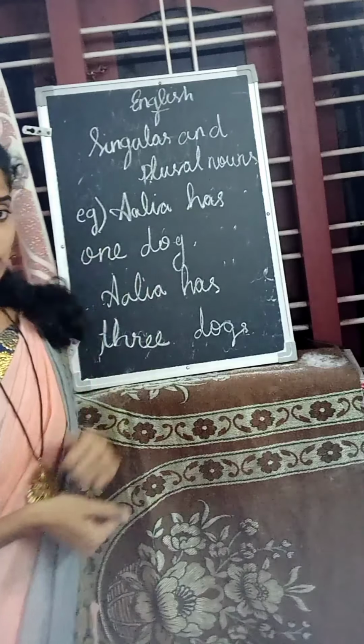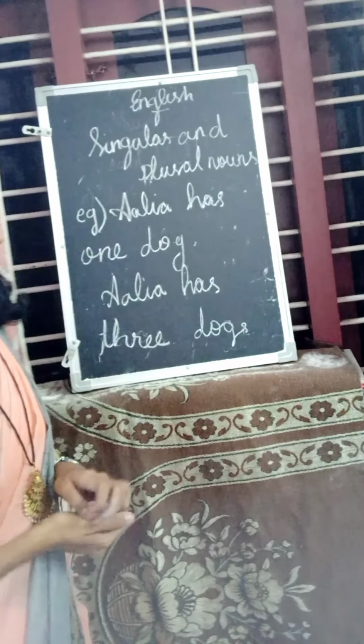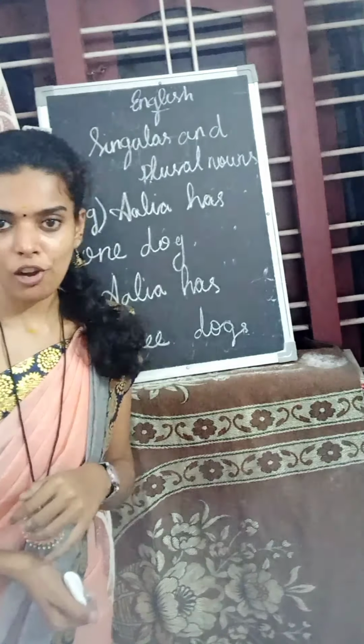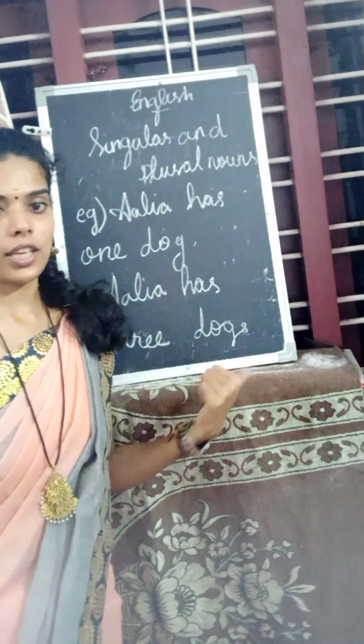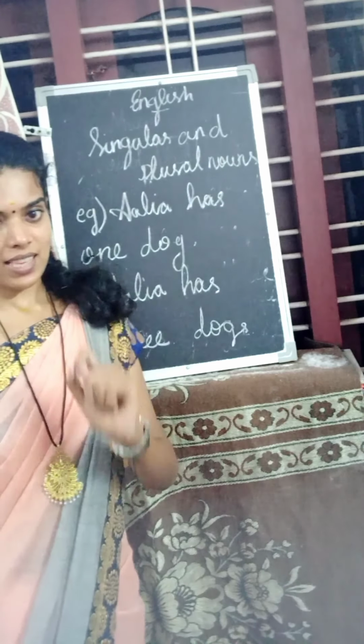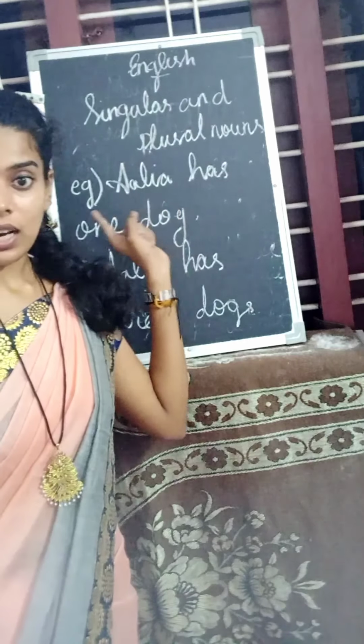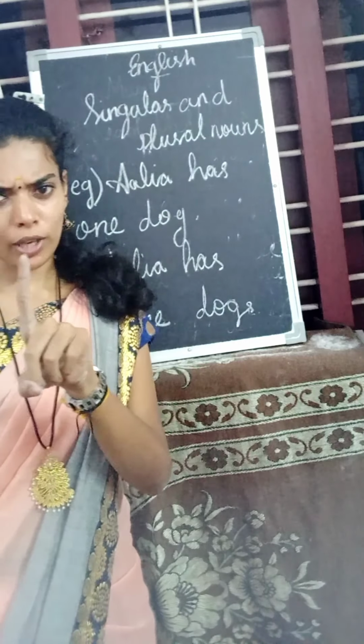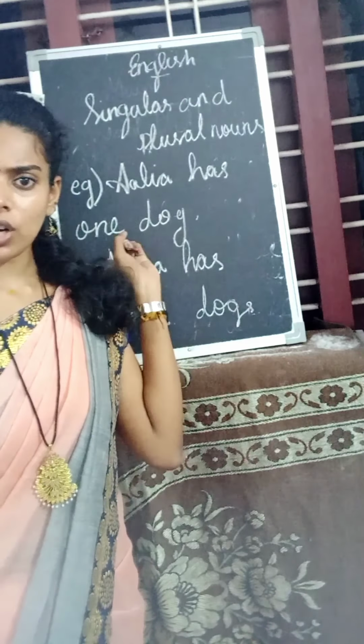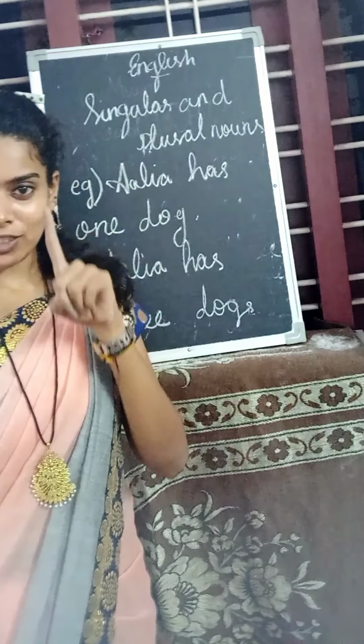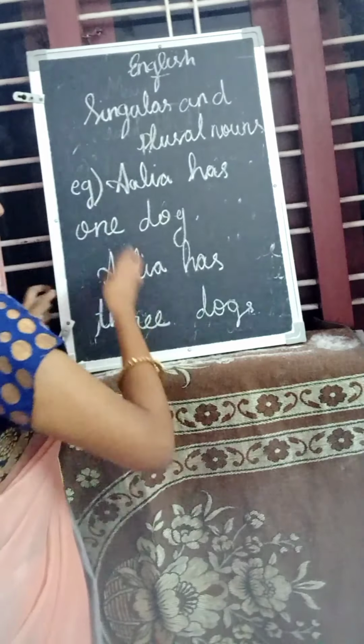Is there any difference in these sentences? First sentence is: Alia has one dog. Second sentence is: Alia has 3 dogs. Is there any difference? Yes. It is defined that Alia has only one dog. One dog, is it singular or plural? It's singular.